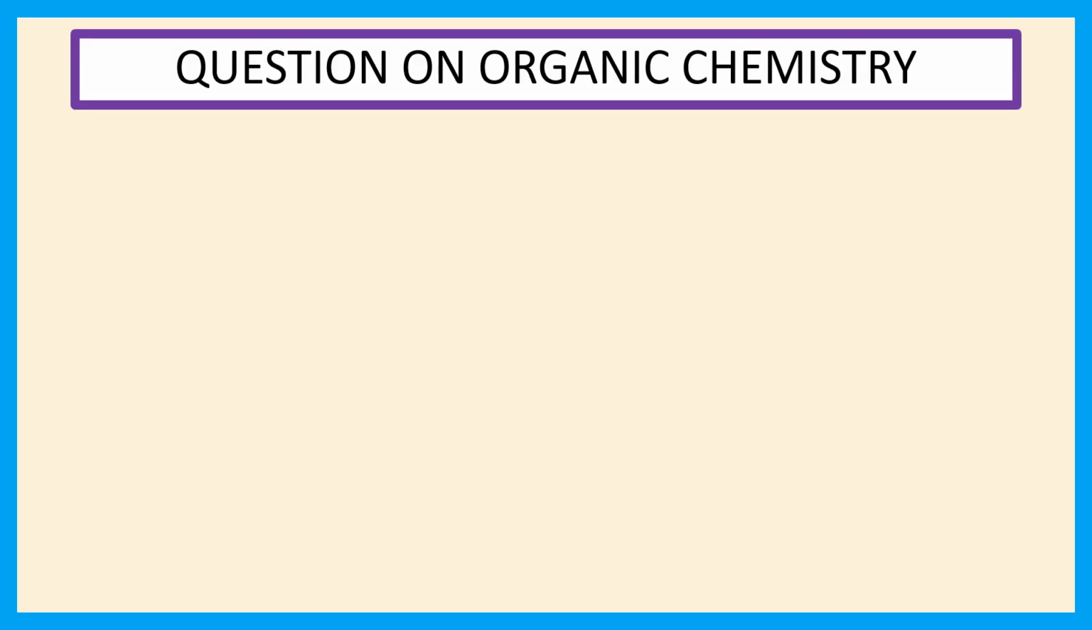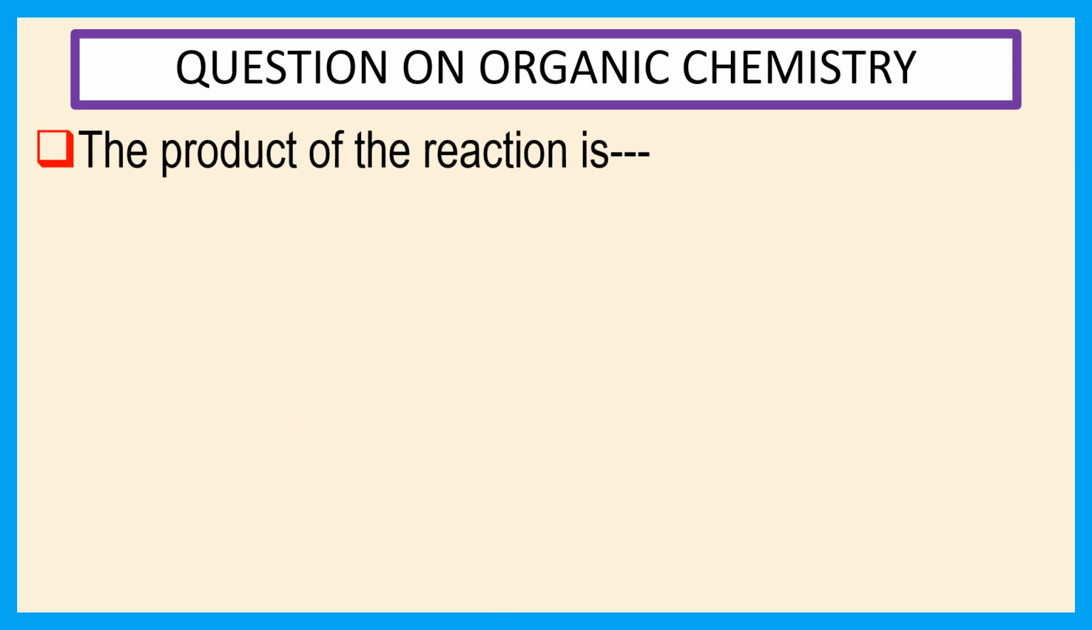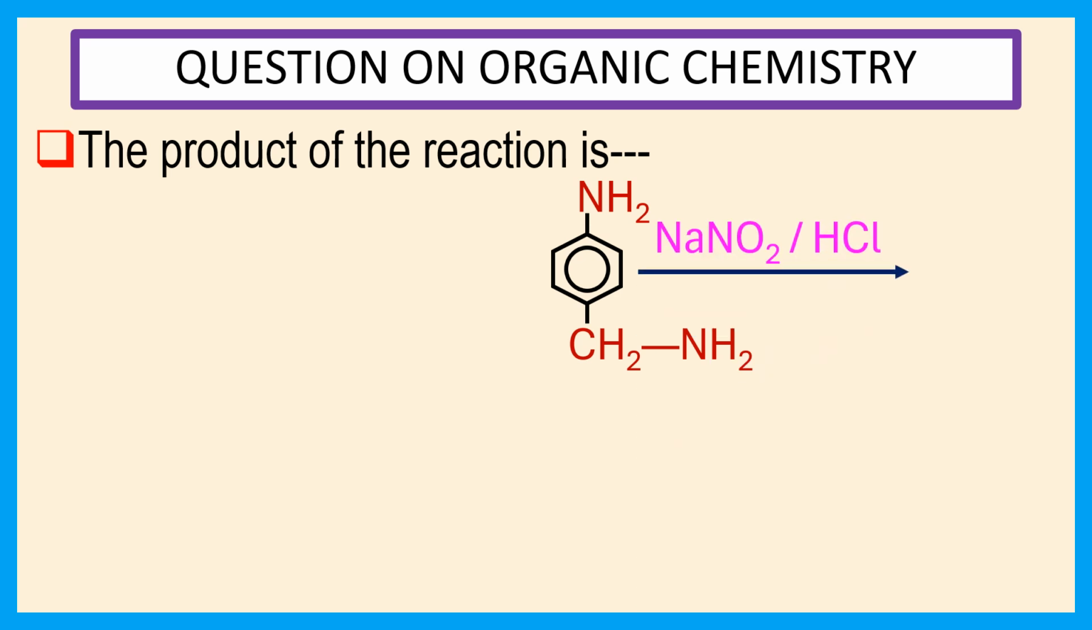Welcome everyone. Question on organic chemistry. The product of the reaction is when this compound contains two types of amines, aromatic amine and aliphatic amine, reacts with NaNO2 and HCl at pH equivalent to 1.